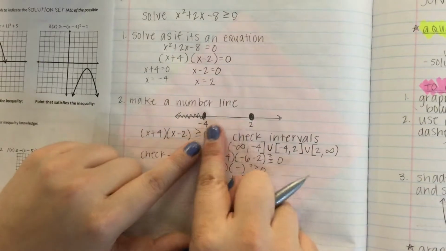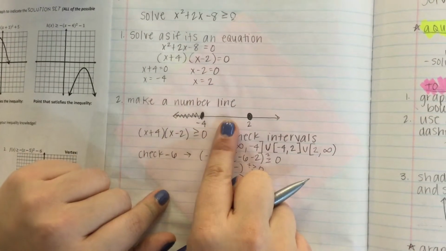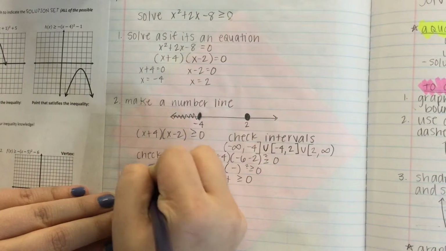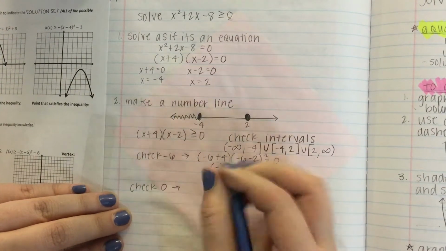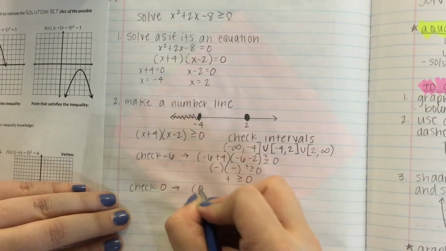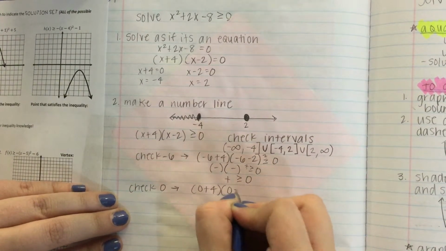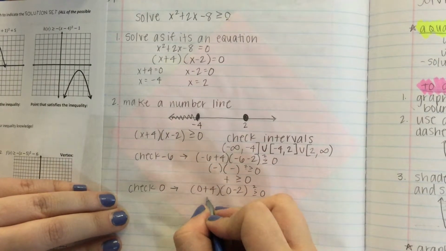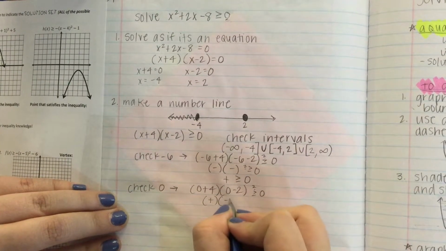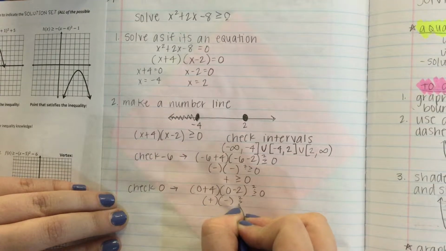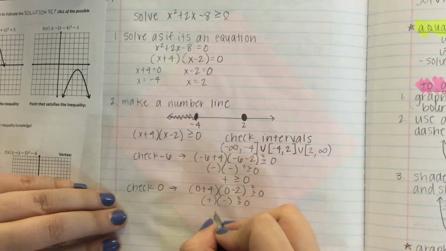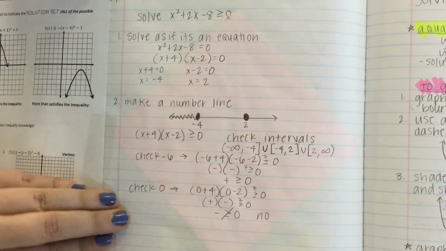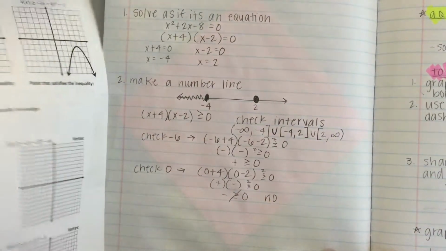So now we need to try the middle interval. I don't know if anything's going to work in here. Let's try 0. I don't think it's going to work, but let's try it anyway. 0 plus 4, 0 minus 2. It's going to end up with a positive and a negative, so it's going to be negative. So is that greater than or equal to 0? No. Nope.